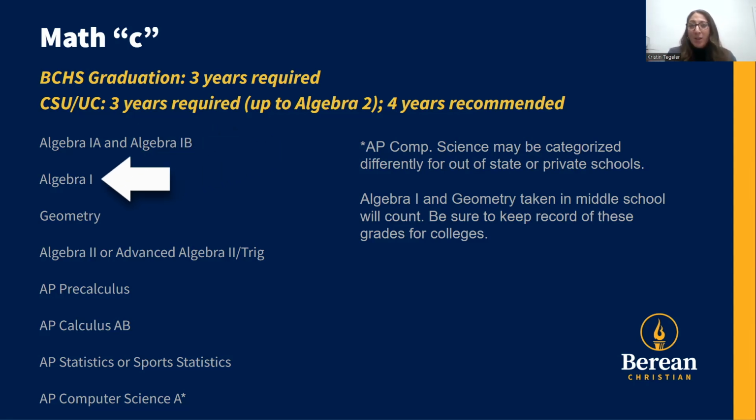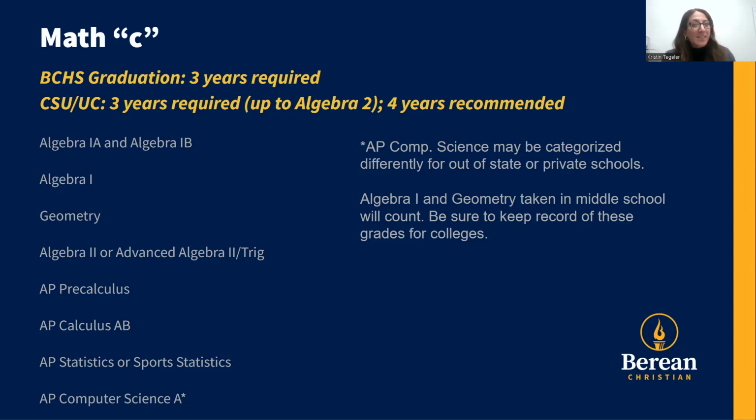So we have our Algebra 1, Geometry, we have our Algebra 2, or students can take Advanced Algebra 2 Trig. And then we also, after that, offer more advanced math, AP Pre-Calc, AP Calculus AB, AP Statistics, or Sports Statistics. And then we also, as you'll see a little asterisk there, we have AP Computer Science A, not to be confused with Computer Science Principles.